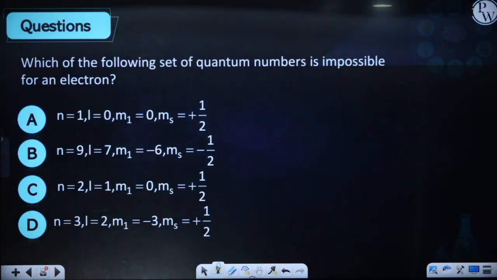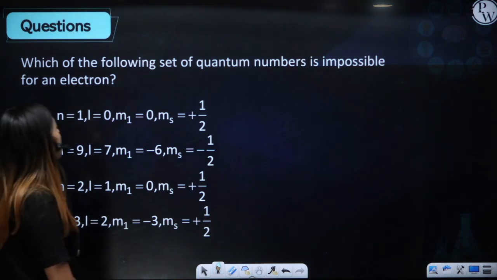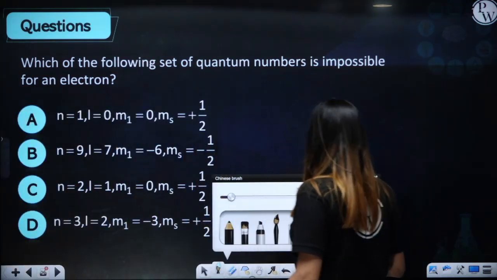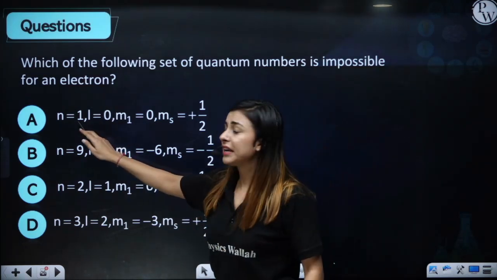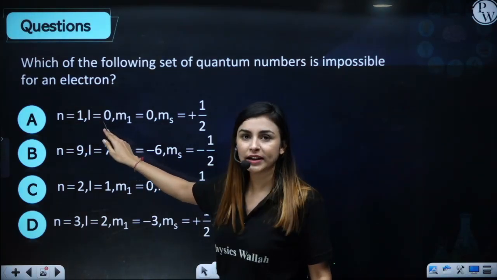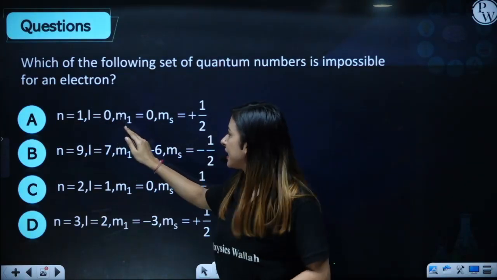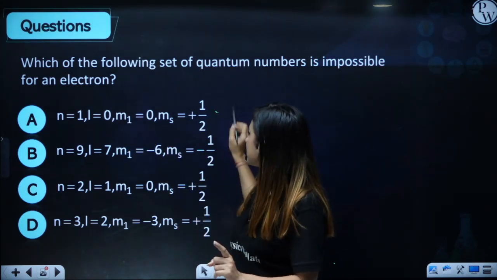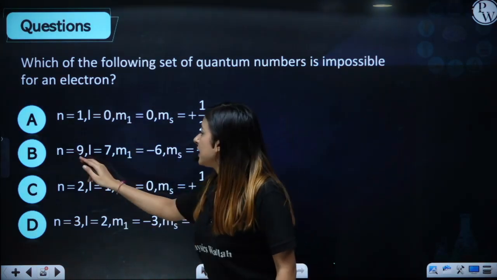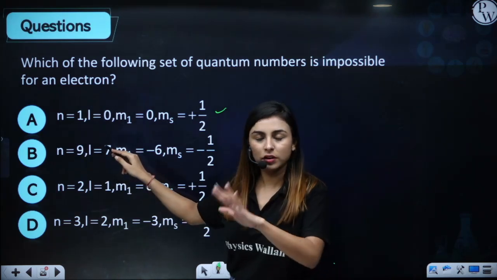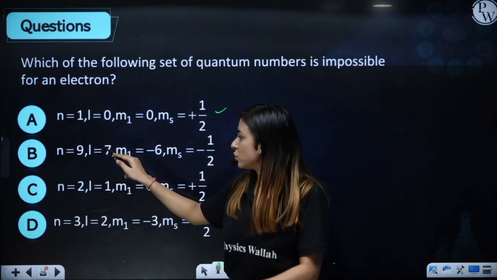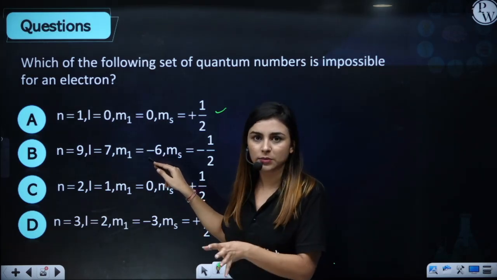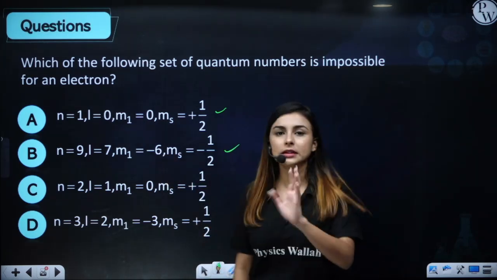Next question. Which of the following set of quantum numbers is impossible for an electron? Now, do this question. If n is equal to 1, L can have 0 value. 0 to n minus 1, yes, it can have. ML can have value from plus L to minus L. This is possible, this is possible, this is possible. Next, if n is equal to 3, L can have values from 0 to n minus 1. So, this is possible. Plus 7 to minus 7, so minus 6 comes in between. This is possible.